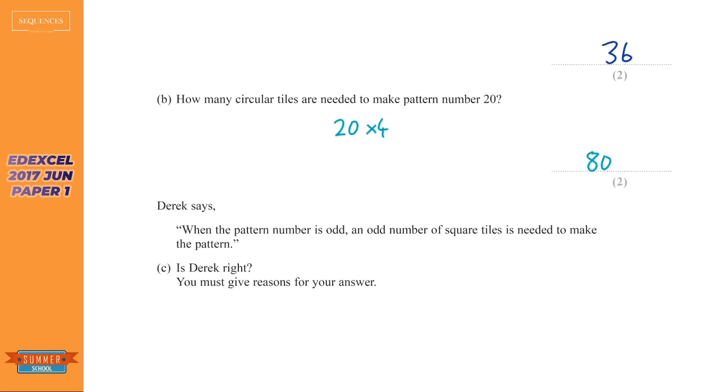Let's have a look at the last one. So Derek says, when the pattern number is odd, an odd number of square tiles is needed to make the pattern. Is Derek right? And you must give reasons for your answer.